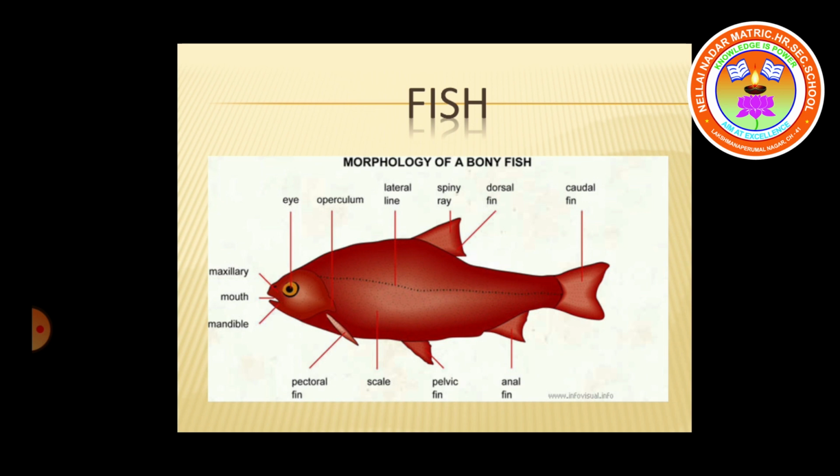Now let us move on to the adaptation of fish. Where do you see fish? Fish lives only in water. It is an aquatic organism. You know why the fish cannot live on land? It does not have legs. It does not have a mouth. So it cannot live on land, right? So fishes live only in water, and they need some adaptations to live in water, isn't it?